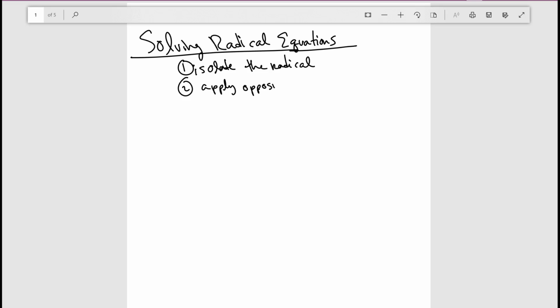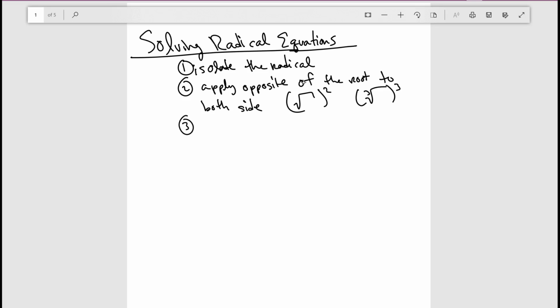the opposite of the root to both sides. What I mean by this is that if you had a square root, the opposite of a square root will be squaring it. If you had a cubed root, the opposite will be cubing it, and so on and so forth. And then the last one is solve and check. For this one you really have to check your work. All right, once you have that written down, we'll start off with a problem.